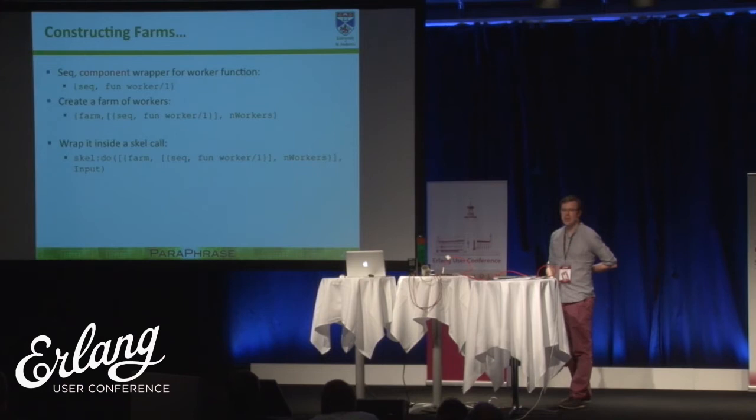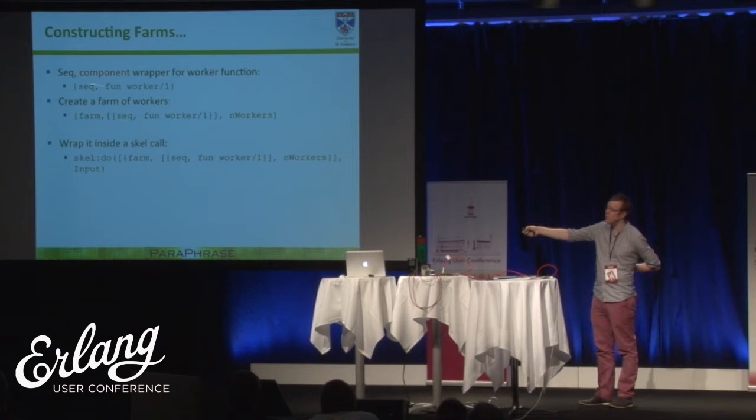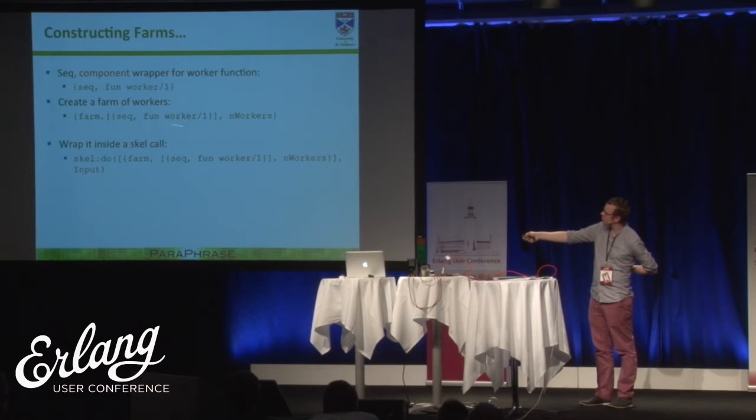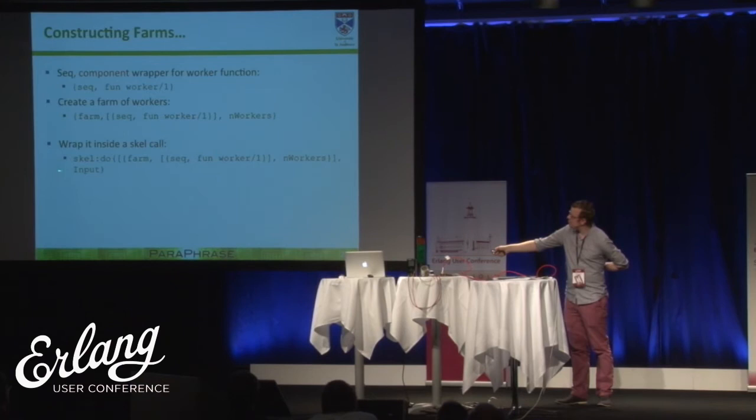We can just wrap a call to our function, the thing that does the work, in a seq, and then we can just embed that in a farm. So seq is like a sequential skeleton. Here we have a farm with n workers, where each worker calls the function worker. And then we can just wrap that in the do, where we pass in, this could be a list or something like that.